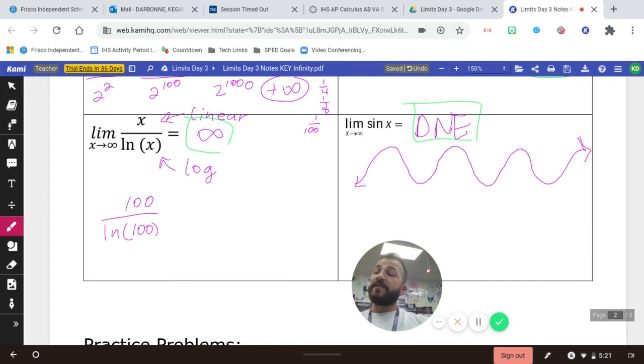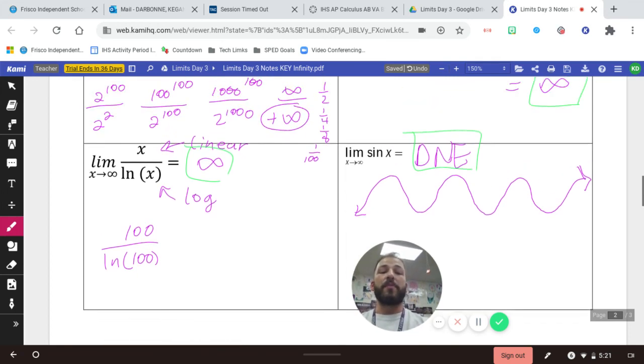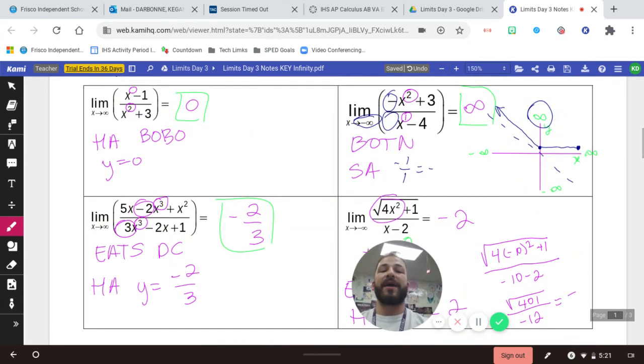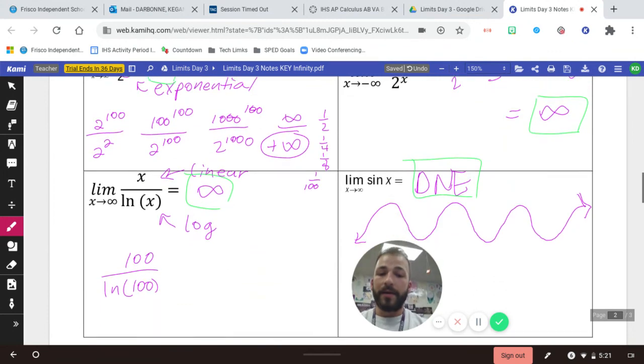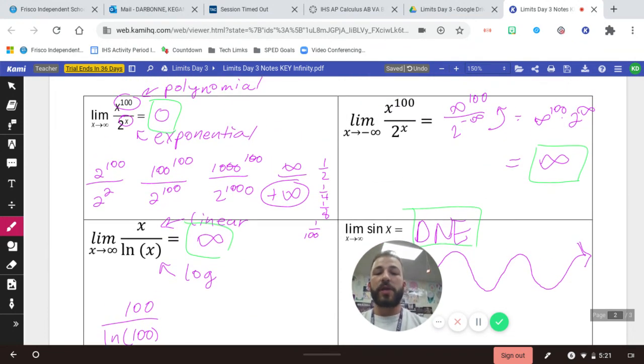So limits equaling infinity. Remember, we have the ones at vertical asymptotes that we did last class with our algebraic limits. And then we also have our ones at horizontal asymptotes that we did today. And then down here you have kind of those extraneous, those weird situations where you have to think about the function on the top and the function on the bottom and which one's bigger.